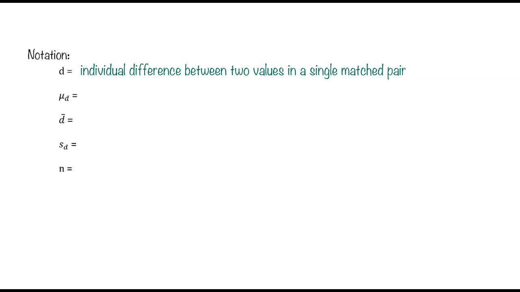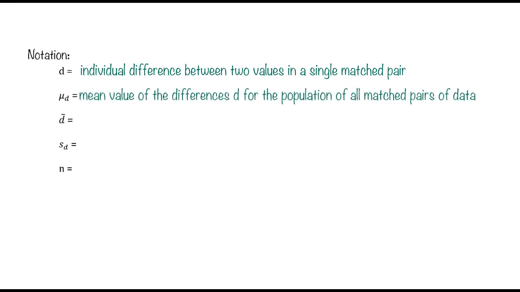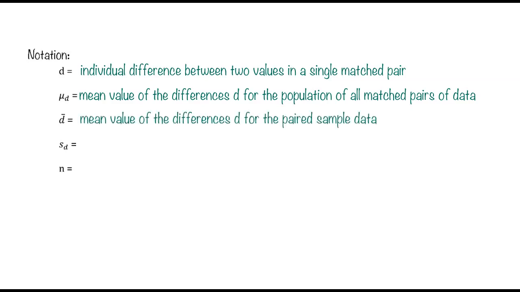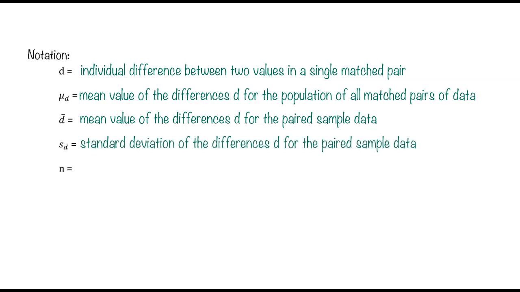When two samples are dependent or consist of matched pairs, the sample values are matched up and the matching is based on some inherent relationship. And we can find the difference between each individual data value and its matched pair from the other sample. Mu sub D is the mean value of the differences D for the population of all matched pairs of data, while D bar is the mean value of the differences D for the paired sample data. S sub D, that's the standard deviation of the differences D for the paired sample data, and n is the number of pairs in the sample data.